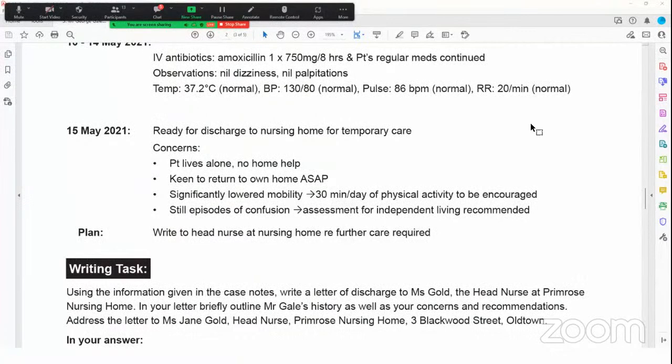Providing information. Emergency assessment. Significantly lowered mobility.